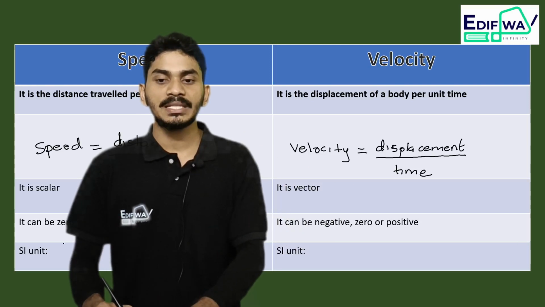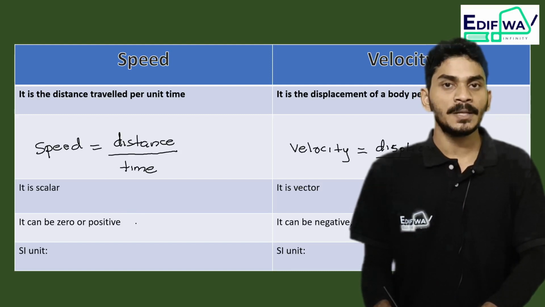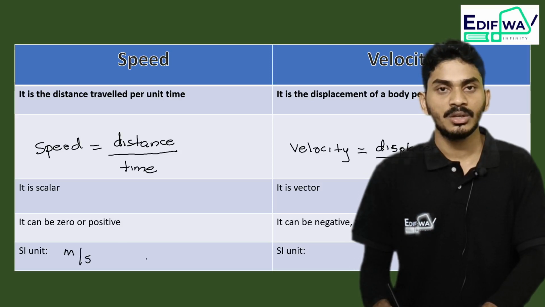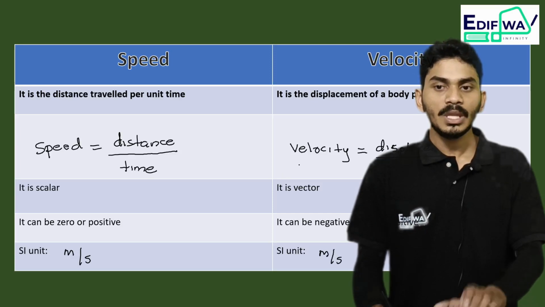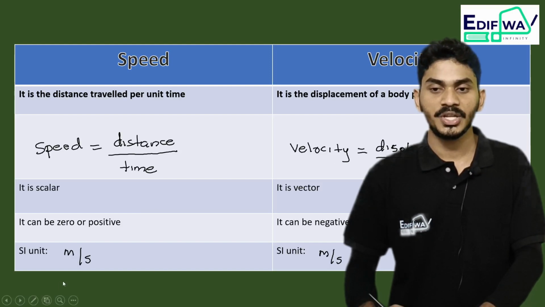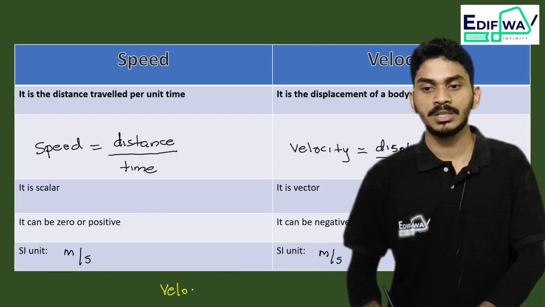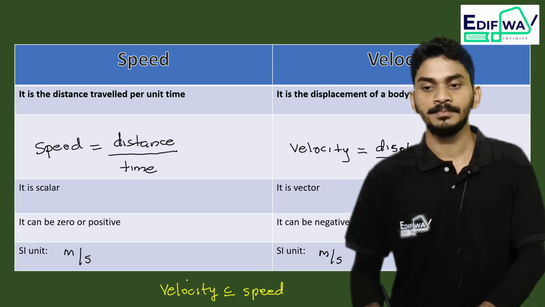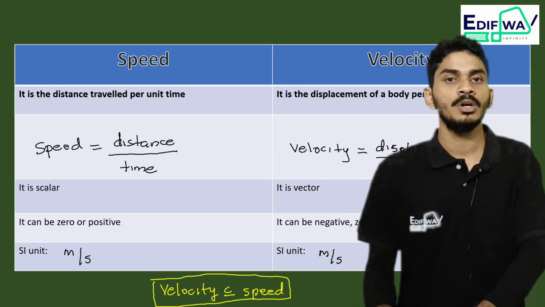Now the SI unit for speed: you know the SI unit for distance is meter and for time is second. So here the SI unit is meter per second, and for velocity also it is meter per second. And I will give you a very important relation, that is, velocity is less than or equal to speed.